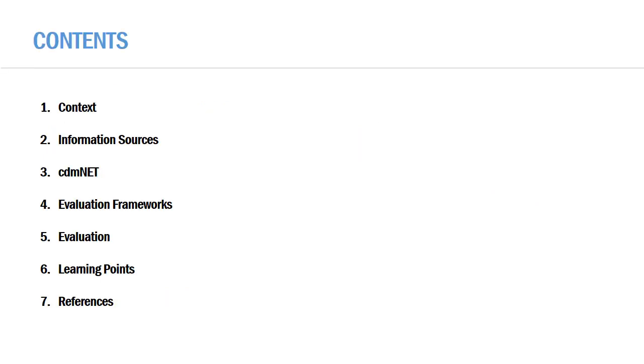So I'll be running through several points quickly. First, I'll be talking about the context of chronic disease, or why I chose to evaluate cdmNet in the first place. I'll then move on to talking about where I gathered my data from, and what cdmNet actually does. I'll then talk about how I chose my evaluation frameworks, the evaluation itself, and what I've learned from the project.